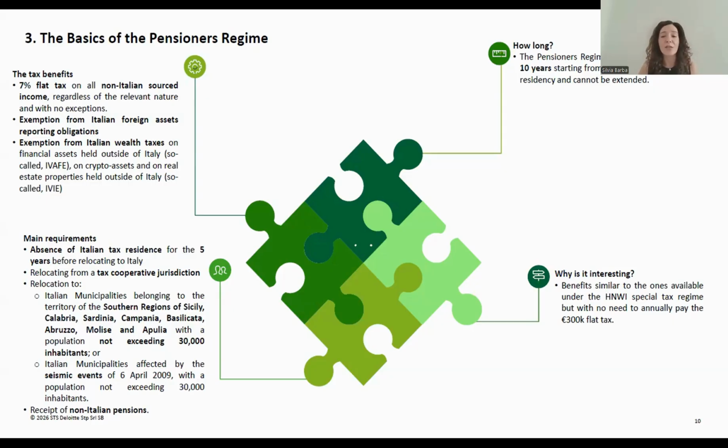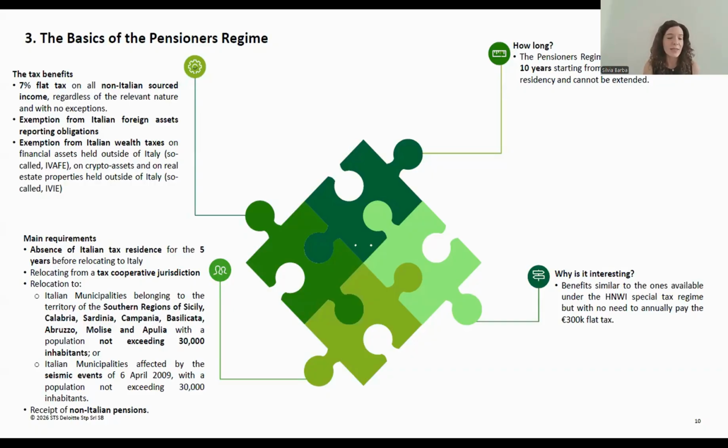The pensioners regime lasts for a maximum of 10 years. It's non-renewable, similar to the previous one. And even in this case, you're free to terminate it whenever you want. So there is no minimum stay period. Differently from the high net worth special tax regime, the pensioners regime does not allow any particular benefits for family members, who still can apply separately for the pensioners regime if the requirements are met.